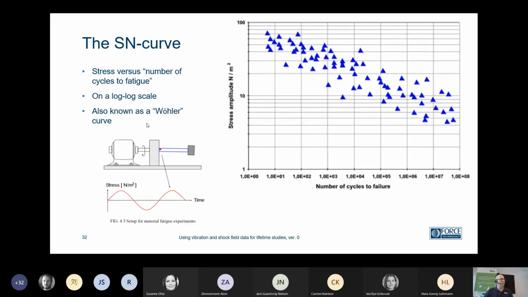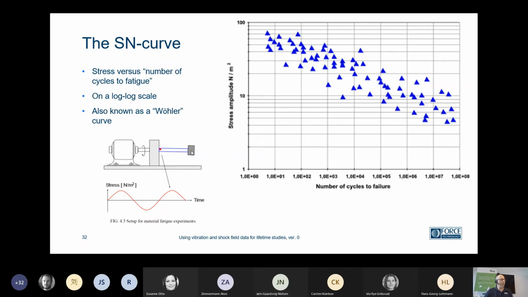If we do something we call the SN curve, and SN is simply stress as a function of number of cycles to failure. It's also called a Wöhler curve, and it can be made very simply. Here we're testing a rod, the blue one, with a motor turning around and a load at the end. Due to gravity, when we rotate the bar, we will have a stress that makes a sinusoidal movement.